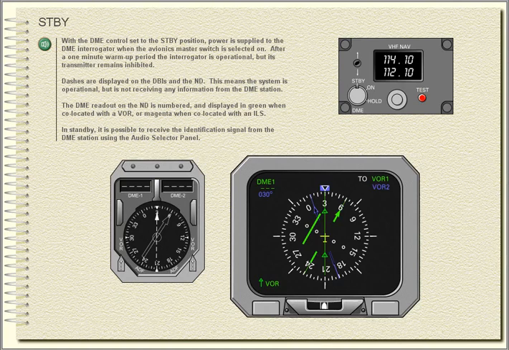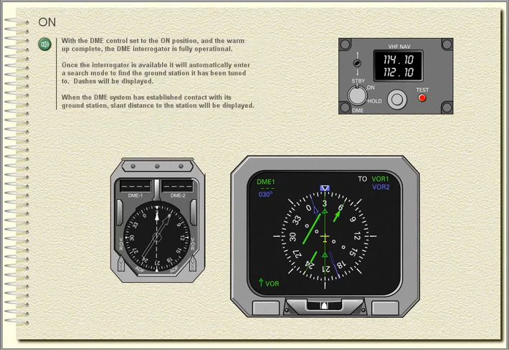The DME readout on the ND is numbered and displayed in green when co-located with a VOR, or magenta when co-located with an ILS. In standby, it is possible to receive the identification signal from the DME station using the audio selector panel.